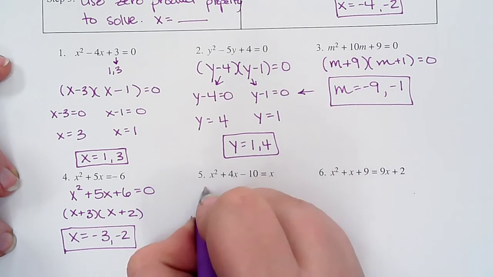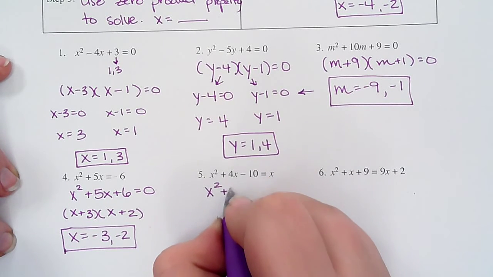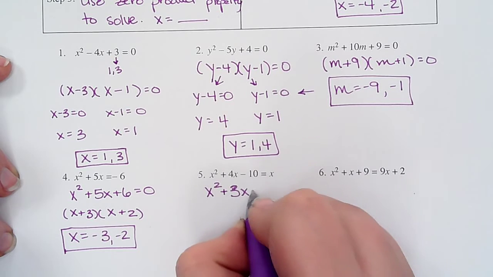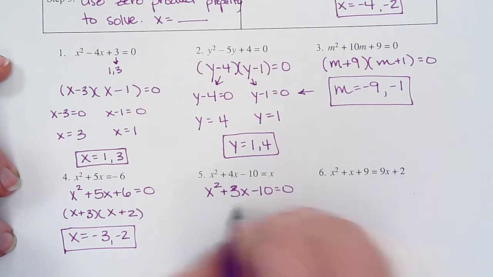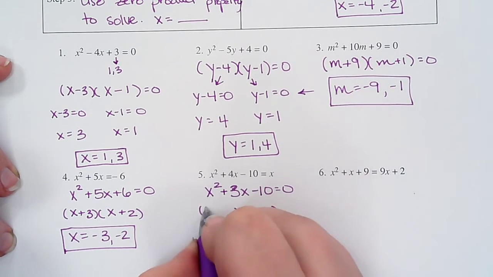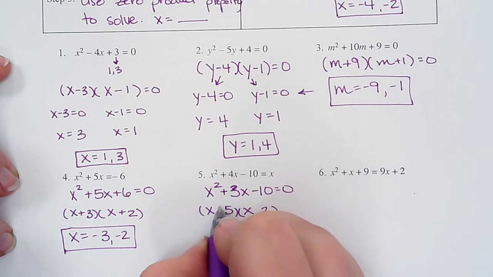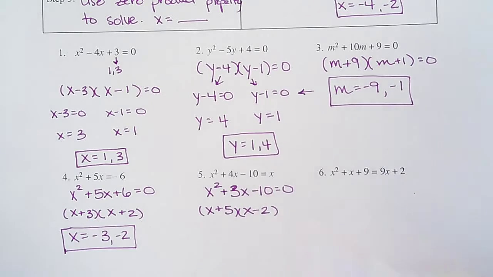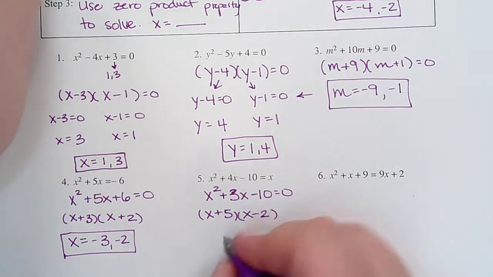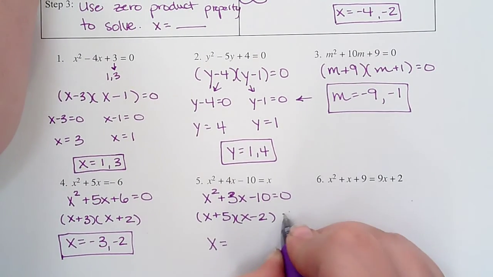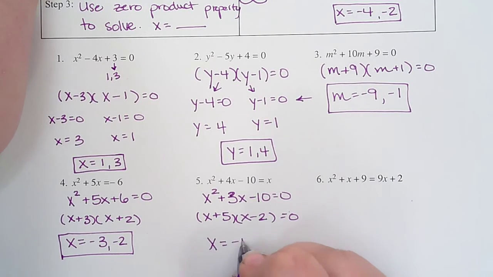All right, move the x over. Plus 3x minus 10 equals 0. 5 and 2. Positive 5 and a negative 2 will get me a positive answer. X equals either negative 5 or positive 2.